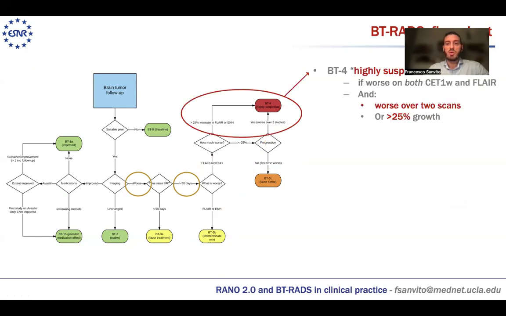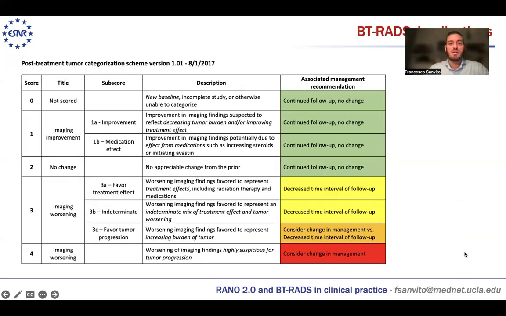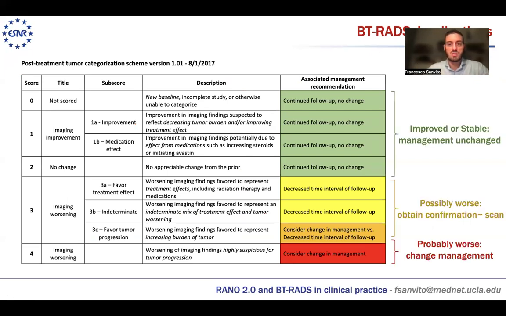But then, more importantly and more interestingly, there is a BT4 highly suspicious for progression class that is assigned if the growth is more than 25%, which is essentially a RANO progression, or worsening over two scans, which is essentially the same as saying confirmation scans in RANO 2.0. So again, to say there are some points of contact that I see between the two systems, even though they are meant for two different applications.